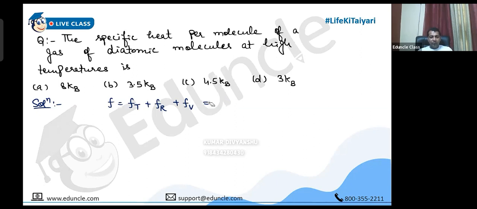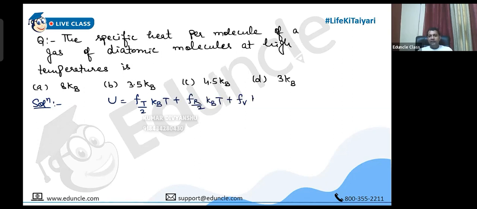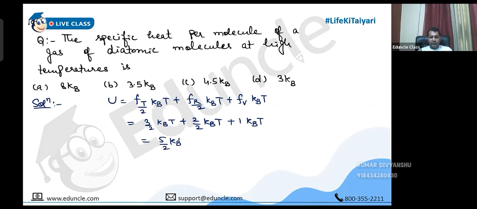I think it is not a good idea to calculate F total. Let us calculate total energy only. It is F translational by 2 kT, F rotational by 2 kT, plus F vibrational kT. So these are 3, these are 2, and there is only one vibrational degree of freedom for diatomic. So it is not 5 by 2, it is 7 by 2. So Cv is dU by dT.